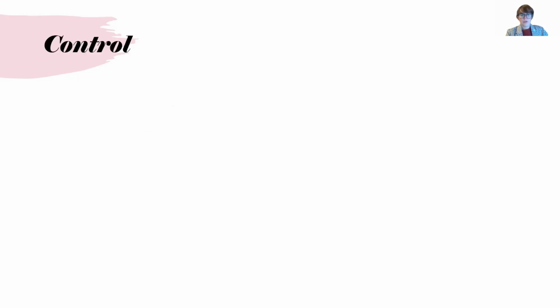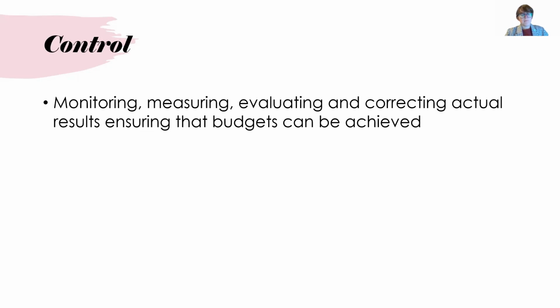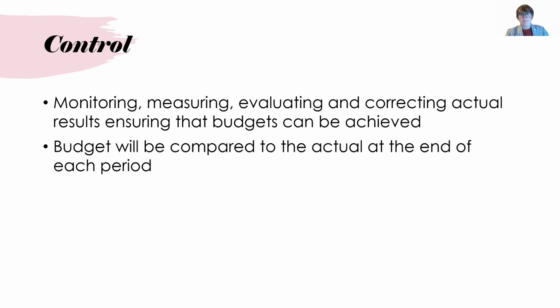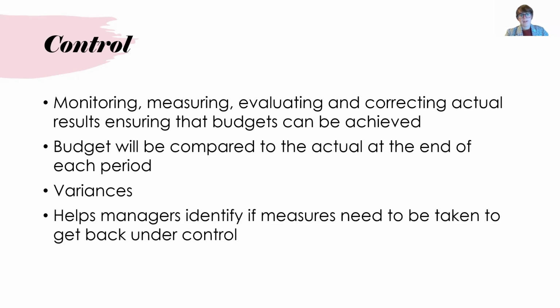We then move into the control phase. So this is all about monitoring, measuring, evaluating, and correcting actual results, ensuring that budgets can be achieved. So in this phase then, the budget will be compared to the actual at the end of each period. So it is very important that managers and management accountants take into effect variance control and variance analysis here. By doing that, managers are able to identify if any measures need to be taken to get back under control.